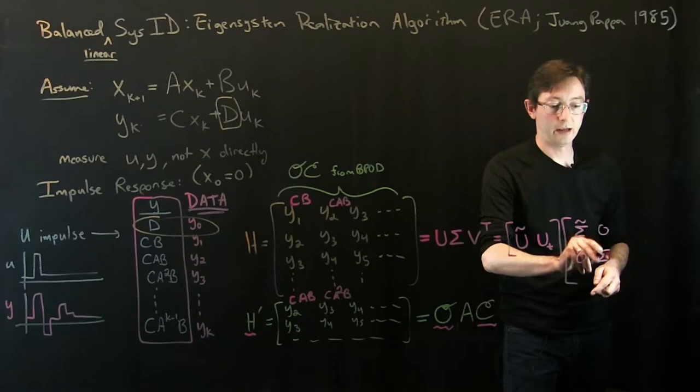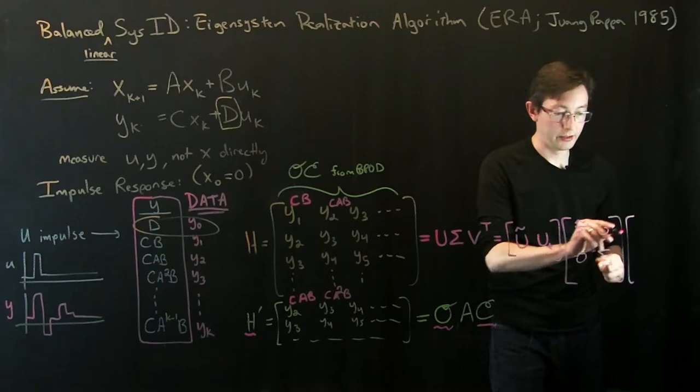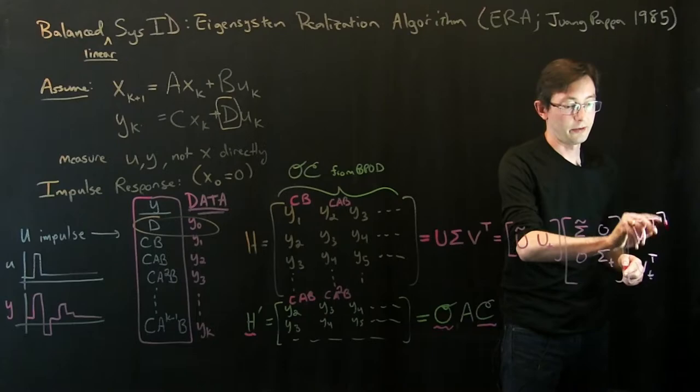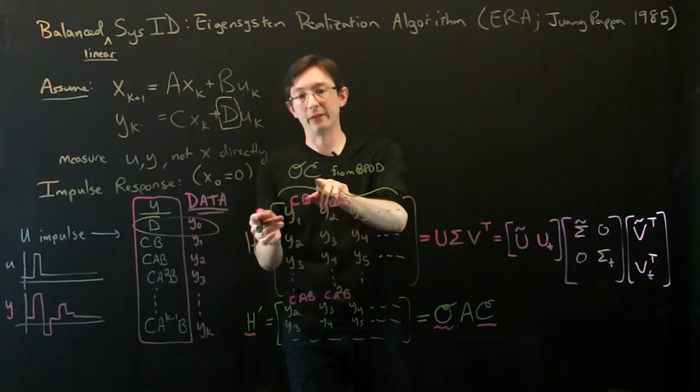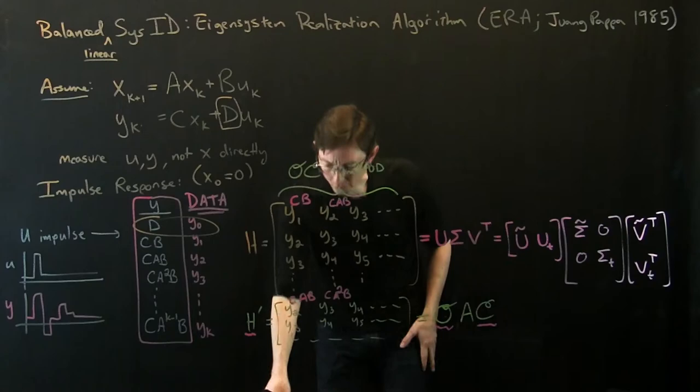And I'm going to have V, how do I want to draw this? Probably vertically, V tilde transpose and everything I'm going to truncate. Okay, this is exactly what we did with balanced POD. We built this Hankel matrix, but we did it from direct and adjoint snapshots. We took its singular value decomposition. This is going to come back time and time again.